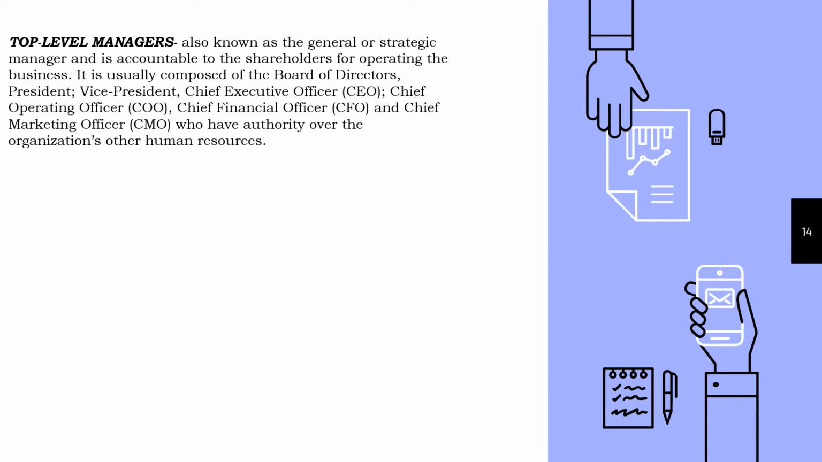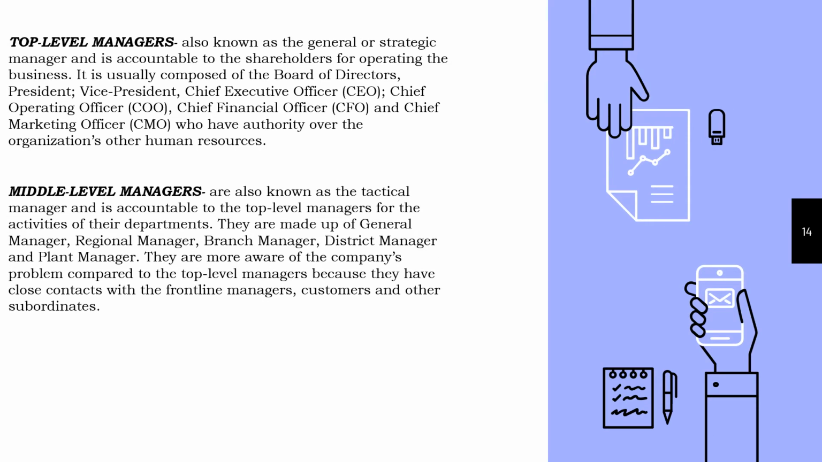Next is middle level managers. So middle level managers are also known as the tactical manager and is accountable to the top level managers for the activities of their departments. They are made up of general manager, regional manager, branch manager, district manager, and plant manager. They are more aware of the company's problem compared to the top level managers because they have the close contacts with the frontline managers, customers, and other subordinates.